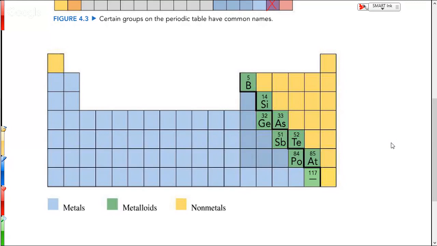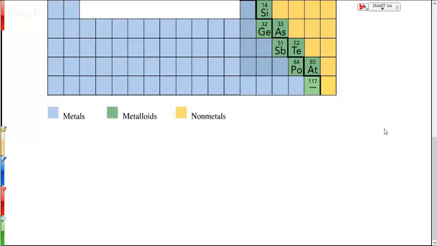So what we see here is the left side of the periodic table we call metals, and the right side we call nonmetals. And the ones right in the middle are kind of half and half. And the word for that is metalloids, or sometimes semi-metals. They're kind of half and half. So what do we mean by this? Let's look at the difference between metals and nonmetals.